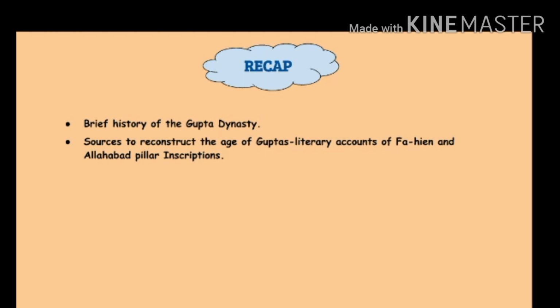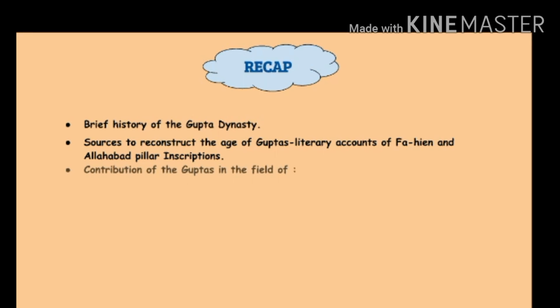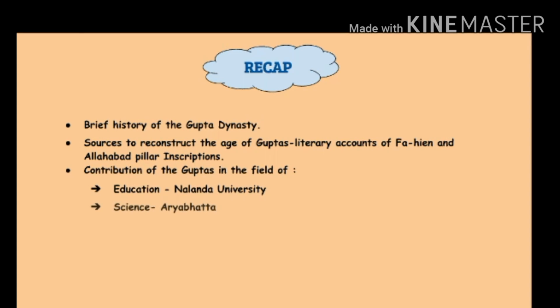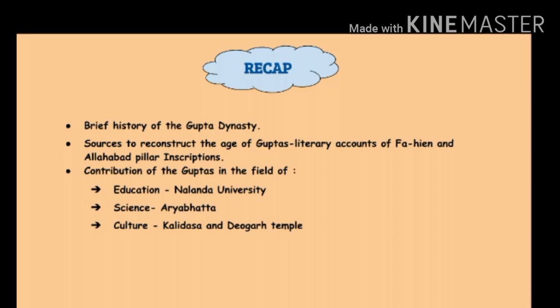Children, today we have studied the age of the Guptas, in which we covered the brief history of the Gupta dynasty, the sources to reconstruct the age of the Guptas, the literary accounts of Fa-Hien and the Allahabad pillar inscription, the contribution of the Guptas in the field of education, where we read about Nalanda University, science, the contribution of Aryabhatta, and culture, where we read about the writings of Kalidasa and studied the Deogarh temple.